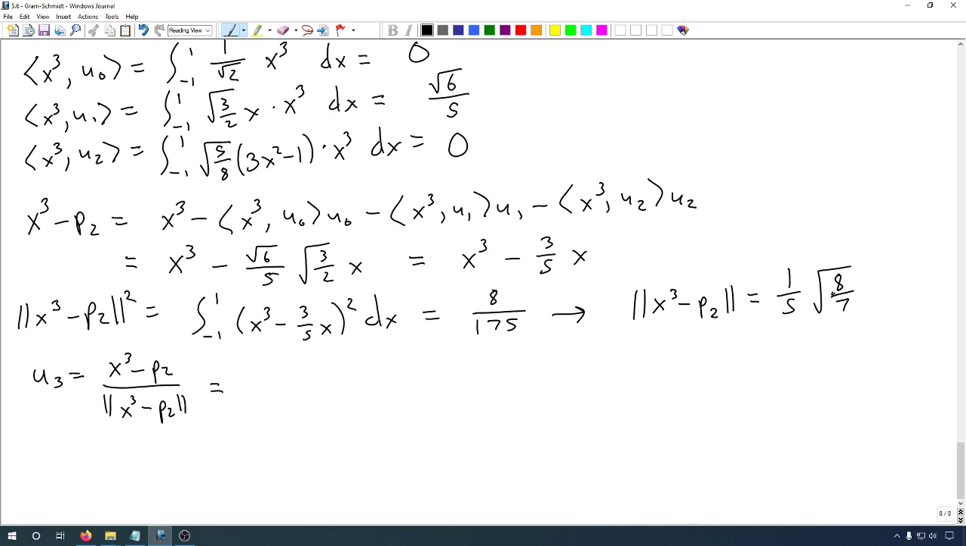Then when we divide by this, we end up multiplying this result by 5. You can kind of see why I did that. It's for a similar reason as we did before. But then we still have the square root of 7 over 8 out in front. So you have 5x cubed minus 3x. That is our u3.